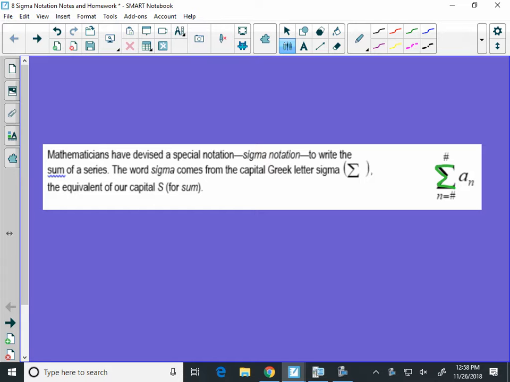It's what we use in math or statistics for sum, or adding things up. It's kind of like the capital letter S for sum. All right, so whenever you see that, that means you're going to be adding things up.